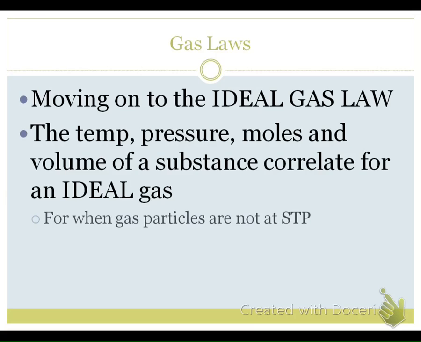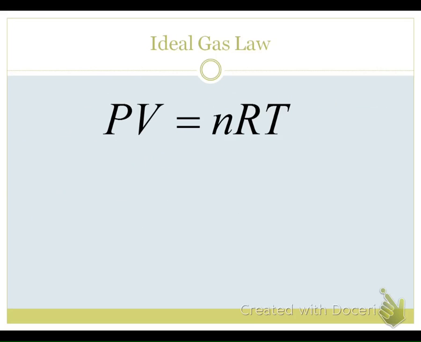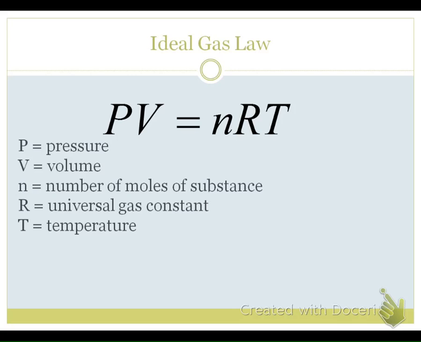So we're going to start looking at ideal gases when they maybe aren't at STP. They have different conditions. It says PV equals nRT. We know three of those variables that we've talked about before. There are two new ones, the n and the R. These are what they stand for.